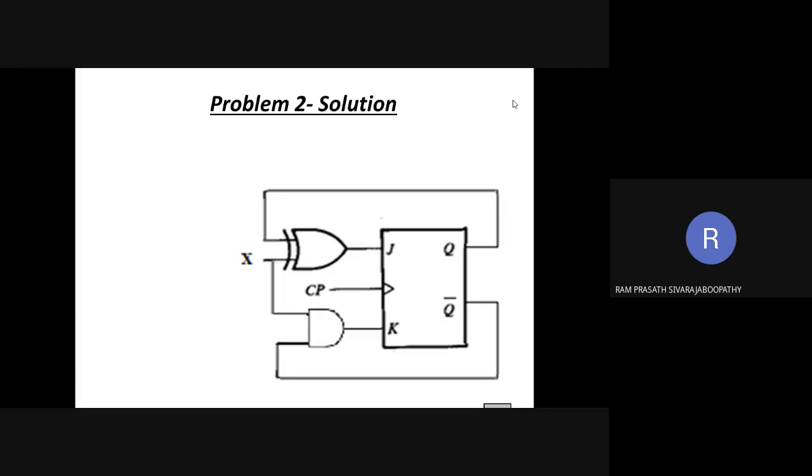J equal to what? K equal to what? Why are you always using D flip flop, sir? It's not like that, Srihari. Here we have used JK. See, in that problem, we have considered an example. Here we use JK. We can also use T flip flop.